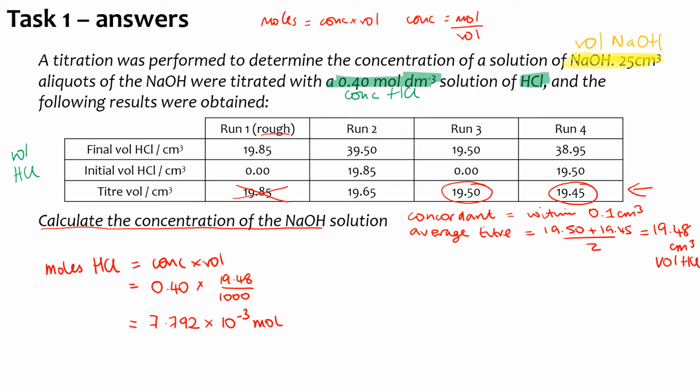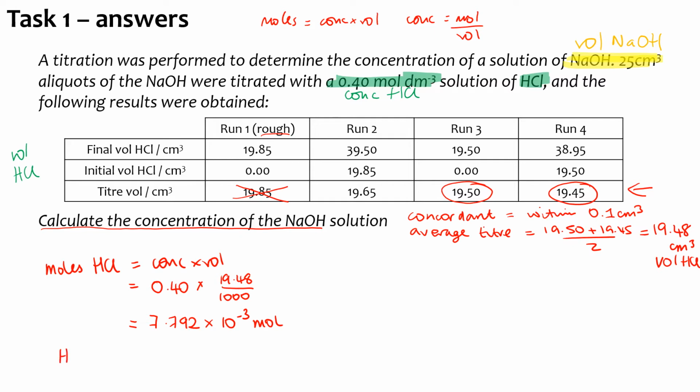Then the next thing to consider is the stoichiometry. We know how many moles of HCl we've got, but we now need to know how many moles of NaOH that reacted with. In a titration, we are trying to get a neutralized solution. That's what the end point of the reaction gets us to when we've got a neutralization. And so we're looking for equimolar portions.